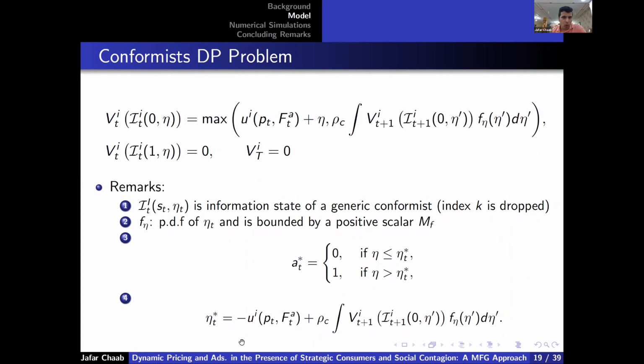A similar story holds for the conformist segment. Here the difference is that for the value function, instead of the goodwill effect, we have the fraction of adopters. And here the strategy will be of a threshold policy type. You can also see the value of the threshold at the bottom of the slide.